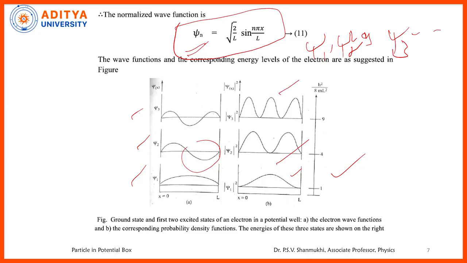As per this graph, we can understand the maximum probable position of the electron. In the first energy level, most of the time the electron lies at the center of the potential well. It never lies at the edges. Whereas in the second energy level, the electron lies most of the time at the center of the first half or at the center of the second half. It never lies at the center or at the edges. In that way, by this graph, we can understand the maximum probable position of the electron.